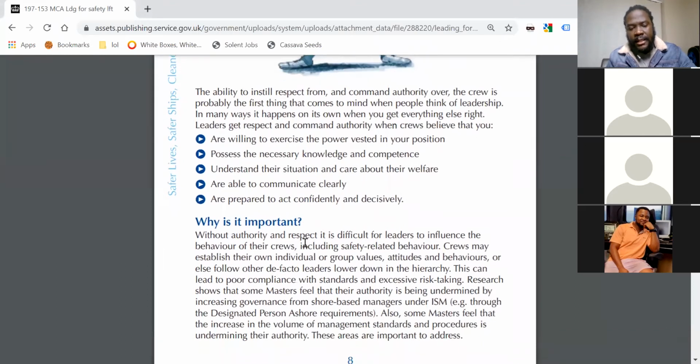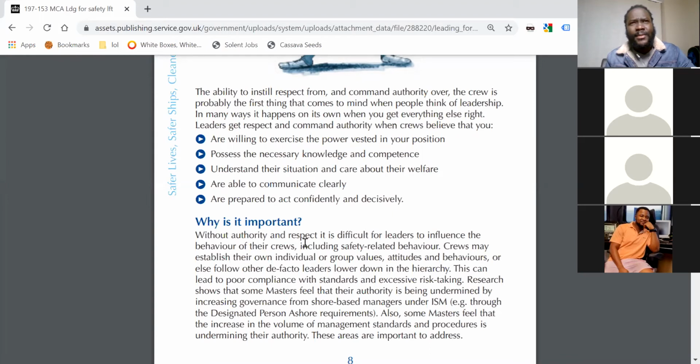Why is it important? Because without authority and respect, it's difficult for you to influence the behavior of your crew. Unfortunately, when I was a younger officer, I have been on ships where the crew doesn't respect the captain at all.